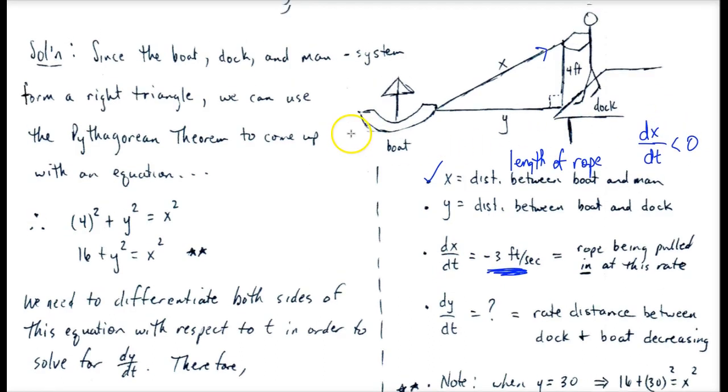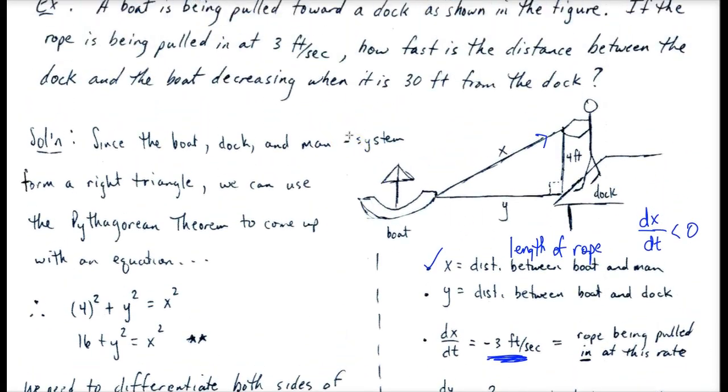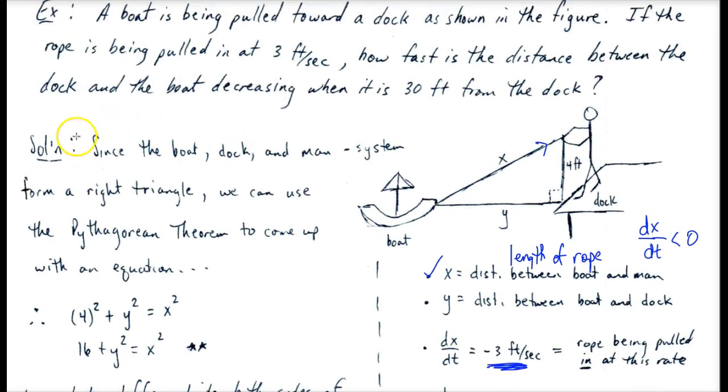And if you notice here, if we go back up to the problem, you see how it says the rope is being pulled in at 3 feet per second. There is not a negative showing up in the problem, but if we interpret this system correctly, we know that it has to be negative. So that's why that negative 3 feet per second is there, okay?